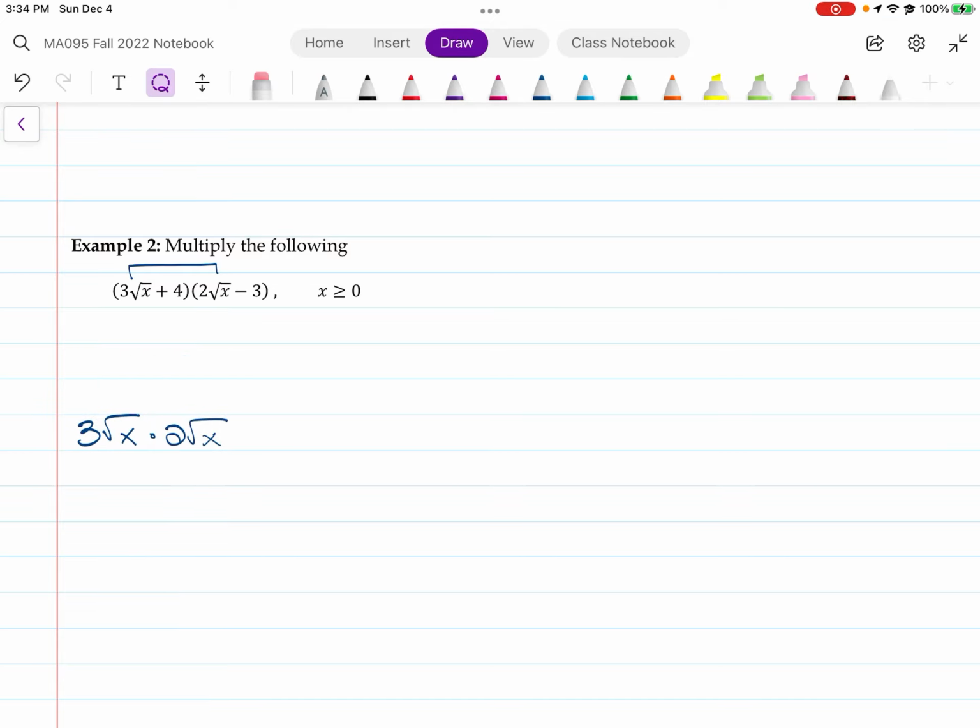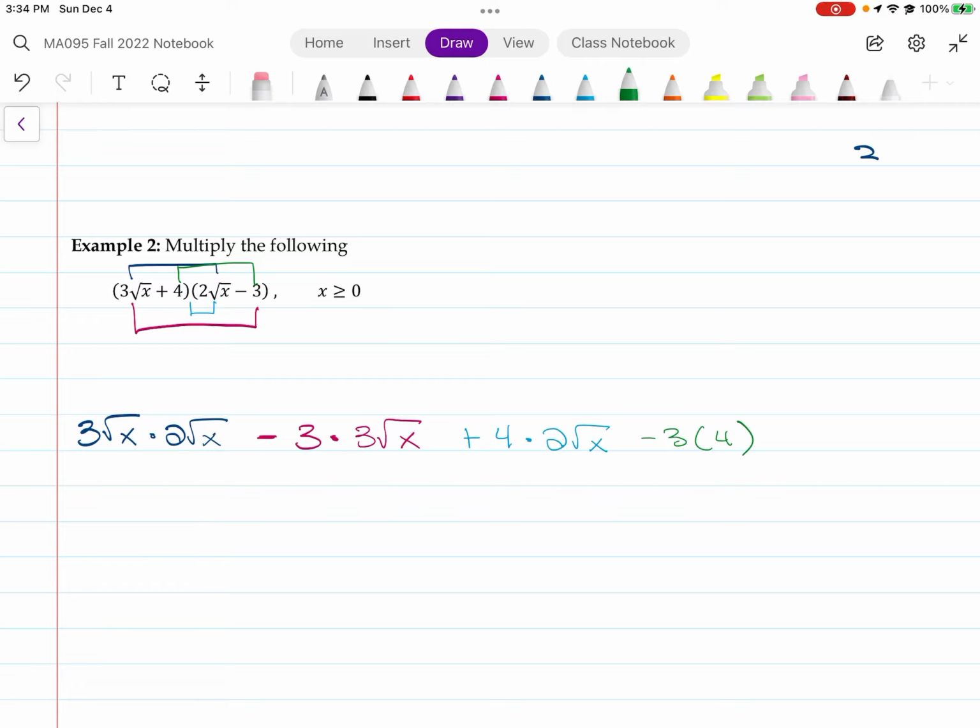All right, so we've got, let's see, I'll use that one. So outside is this one right here. So we're going to have a minus 3 times 3 square root of x. I usually try to put my number that's alone in front. All right, then we've got the inside term. So we've got plus 4 times 2 square root of x. All right, then we've got the last one, minus 3 times 4, or negative 3 times 4, like that.